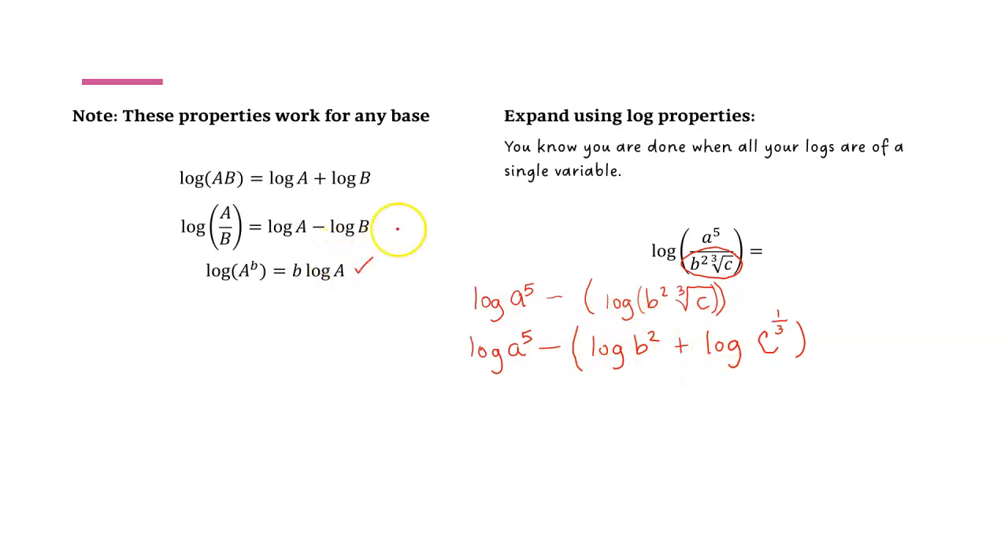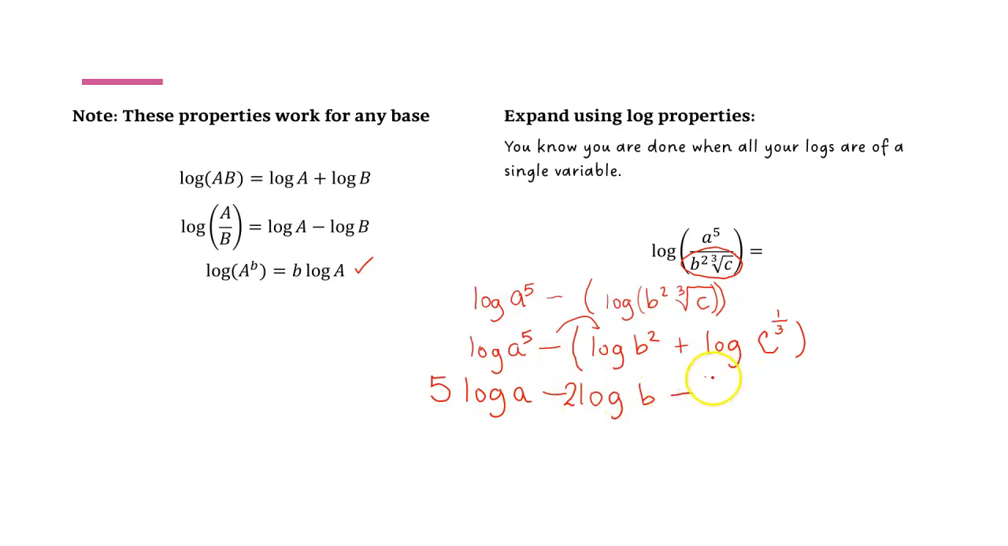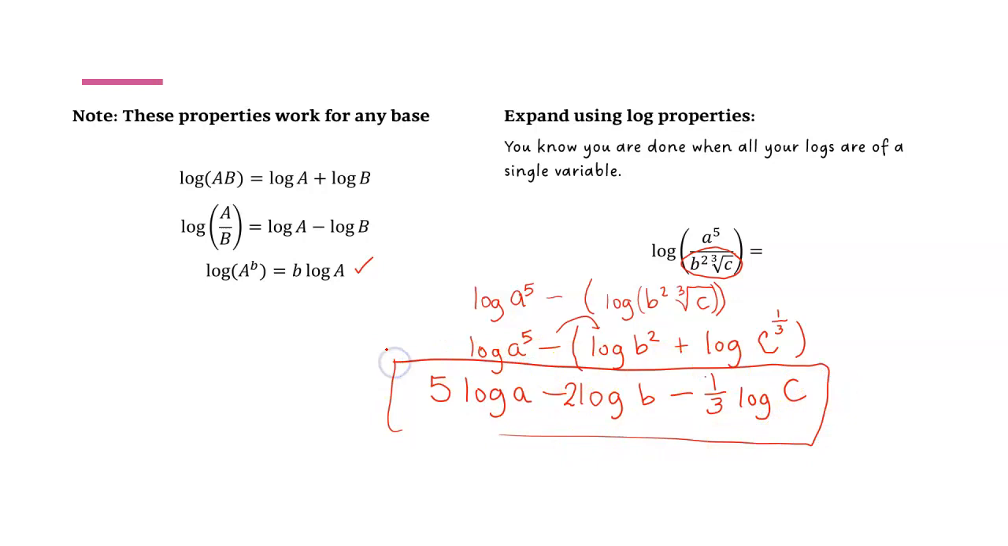But we still have another log property to deal with. We have this one where we have exponents, so we're going to bring that down. So it's going to be 5 log a. I'm going to go ahead and distribute the negative, but you can leave it with parentheses if you want to. Oh, I forgot to put the 2 out in front. And then, oh, not plus, because I'm distributing the negative, so it's going to be minus. The c to the 1/3 is in the denominator, so we need that to be minus. And now I have made my logs very simple. Everyone is just a log of a simple thing. So I know I'm done, and that is expanded.